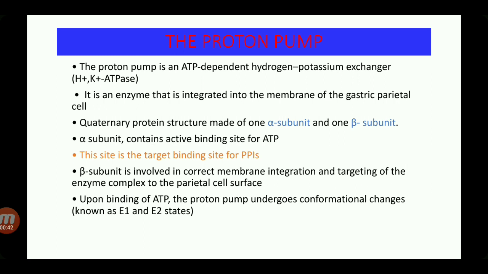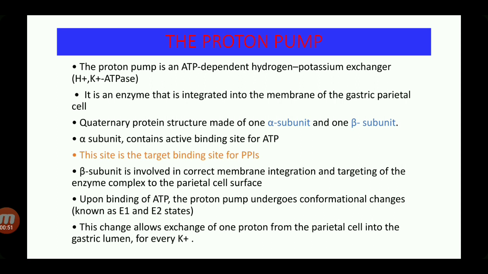Upon binding of ATP, the proton pump undergoes a conformational change known as E1 and E2 states. This change allows exchange of one proton from the parietal cell into the gastric lumen for every potassium.